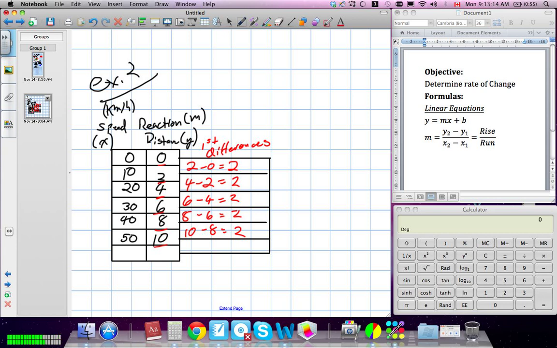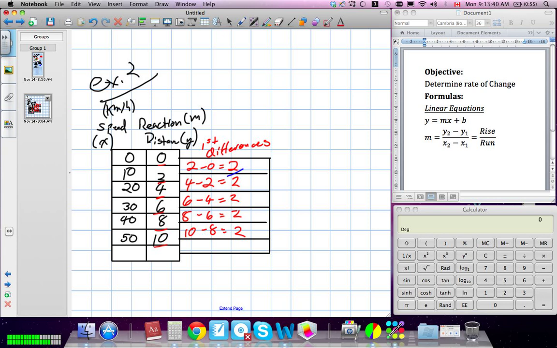So for every 10 kilometers we increase in speed, his reaction time decreases by 2 meters. So remember, we have to find what the rate of change is. In order to find the rate of change, we know that the first differences are the number 2, so we know this is going to be linear, this relationship.